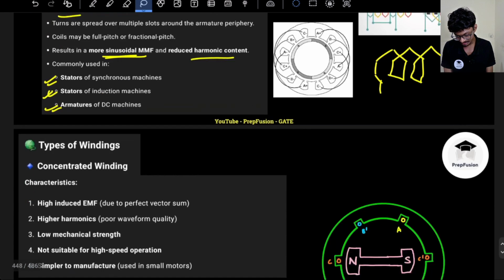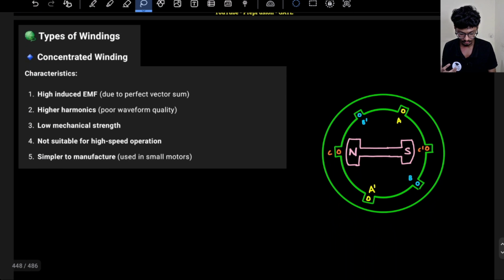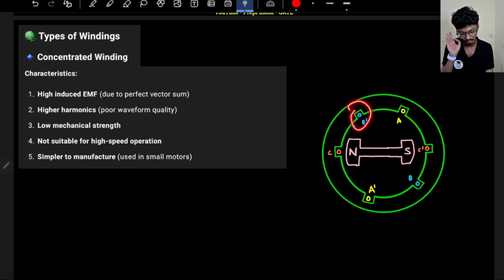So let's discuss concentrated winding and distributed winding even better. Concentrated winding is this kind of winding where each slot has multiple turns. One coil side will be placed in one slot, the other coil side will be placed in another slot, and it will have multiple turns. All turns will be placed in a single slot.